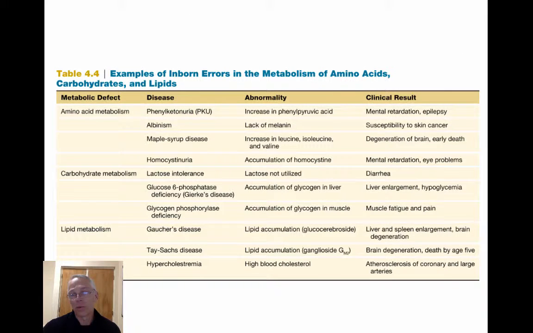And here's a table with tons of these inborn errors of metabolism. Again, you don't need to memorize any of that. It's just to give you a sense that there are lots of inherited genetic diseases that are caused by this type of mistake.